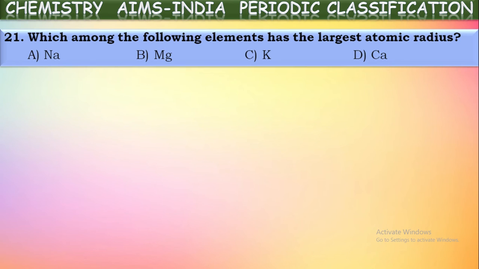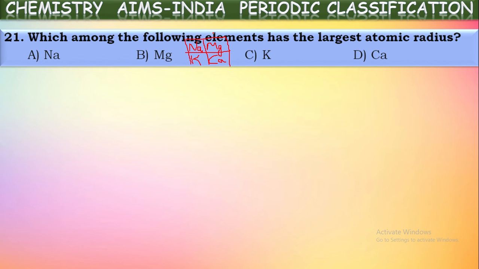Next, which among the following elements has the largest atomic radius? So which element will have it among these? Let us try to relate these elements. If you see these elements' positions, first if you write sodium, next to sodium there will be magnesium in the periodic table, isn't it? And potassium will be down to sodium because they belong to the same group. And calcium will be down to magnesium.